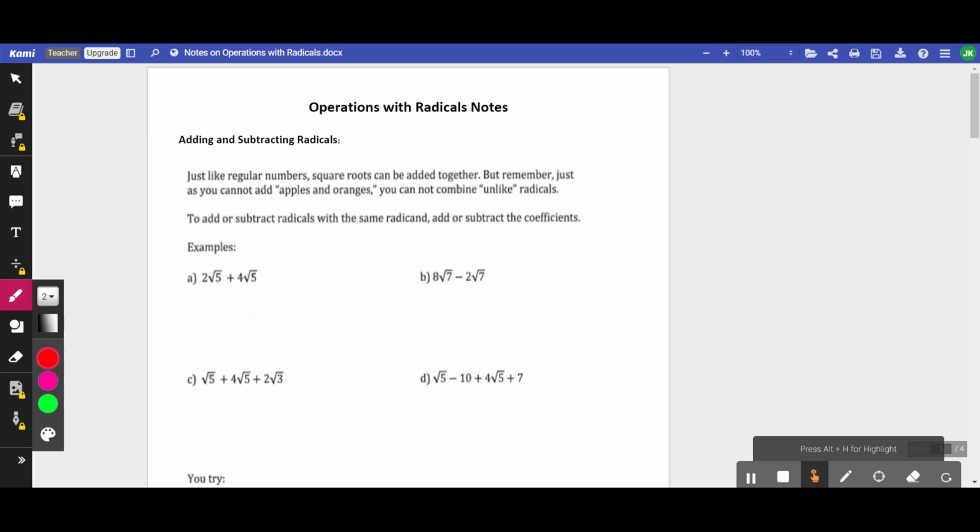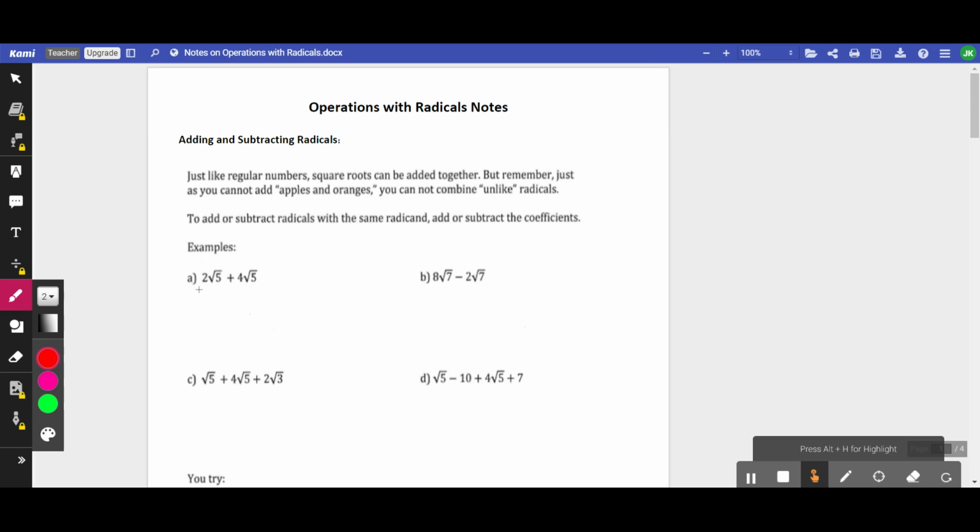And so like it says here, just like regular numbers, you can add your square roots together, and you can't combine apples and oranges. So kind of like if you have 7x plus 6y, they couldn't go together because they're unlike terms. The radicand is the numbers under the square root there. So for this one, since you have 2 square root of 5 plus 4 square root of 5, since they're both square root of 5, they can be combined there.